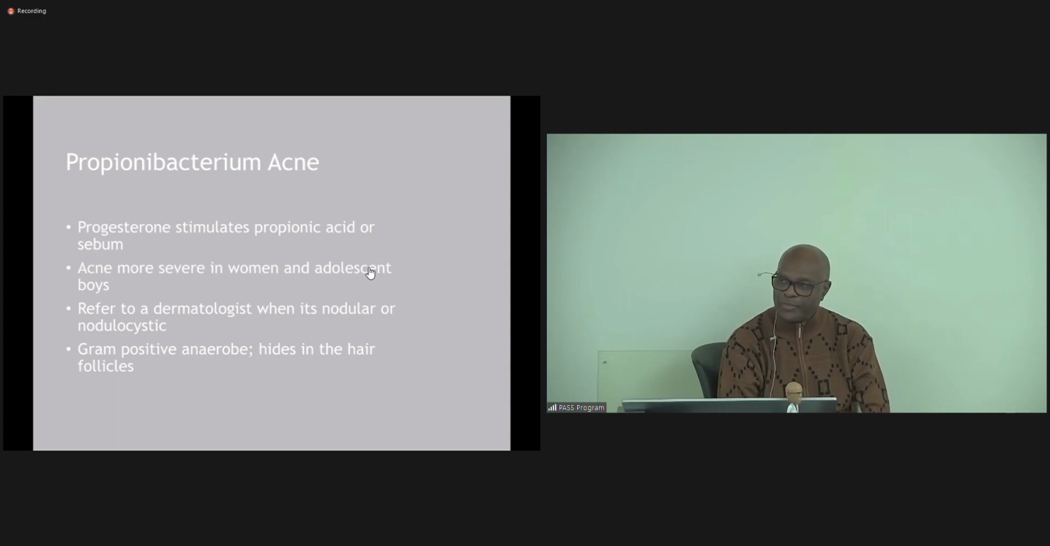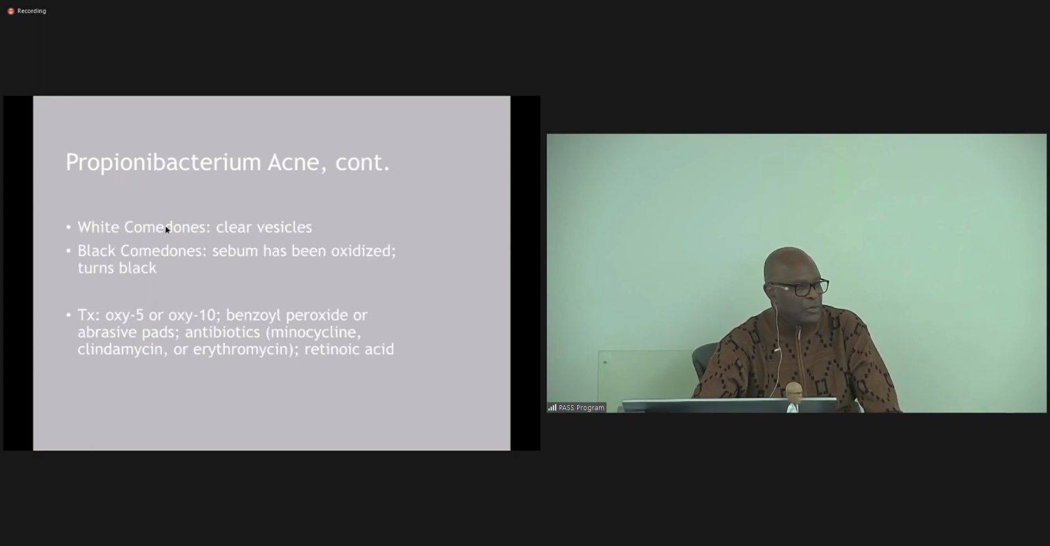So that's why when it's nodular, nodulocystic, send it to a dermatologist, because you need some serious treatment. That's usually Retin-A at that point, or a good, strong antibiotic. All right, there's a gram-positive anaerobe that hides in the hair follicles. White comedones, we can say whiteheads, that's just a clear vesicle. And when it gets oxidized, it turns black. So then people say blackheads or black comedones.